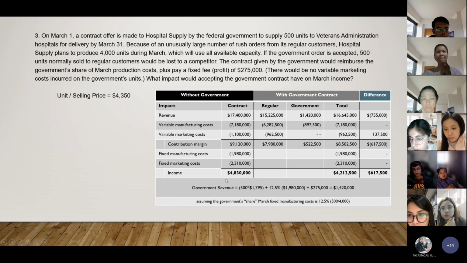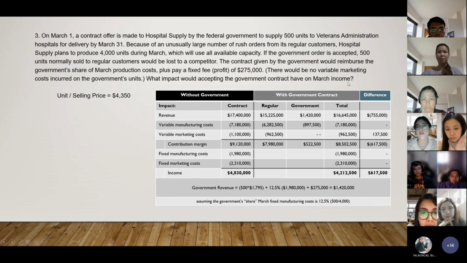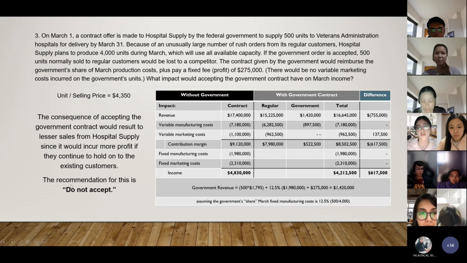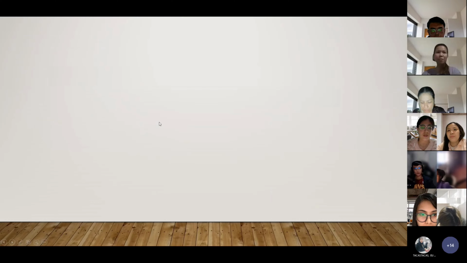We're gonna get 4,212,500. So deduct natin yung income ng without government and with government contract. May difference tayo na $617,500. So what impact would accepting the government contract have on March income? Talo tayo ng $617,500. Okay? So the recommendation is do not accept. Next is number 4.